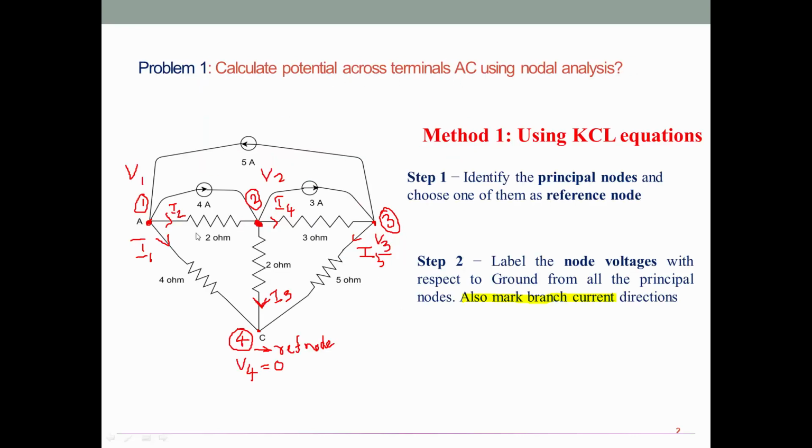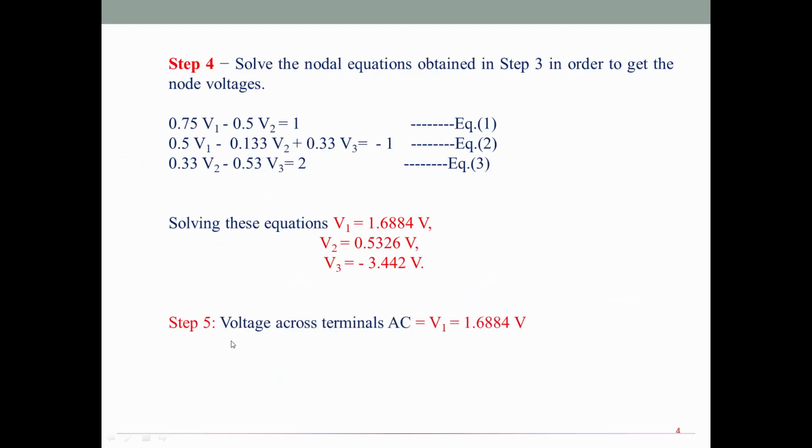Let's go back to the question. Calculate the potential across A and C terminal. Look at A and C terminal. Potential across A and C is V1. It is enough to calculate V1. So voltage across terminals of AC is V1, which is 1.6884 volt.